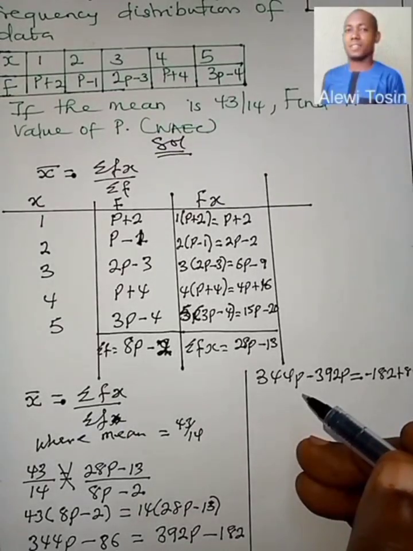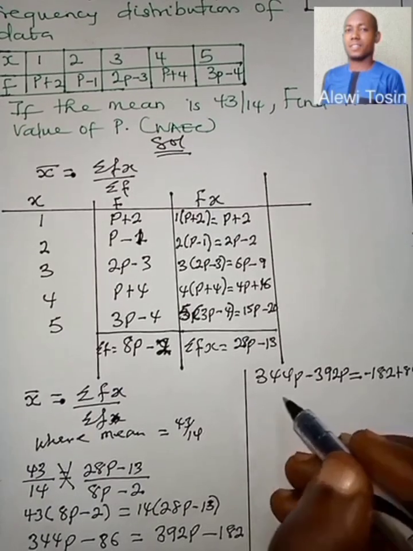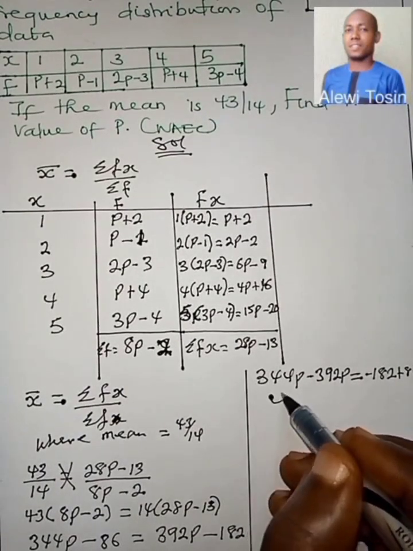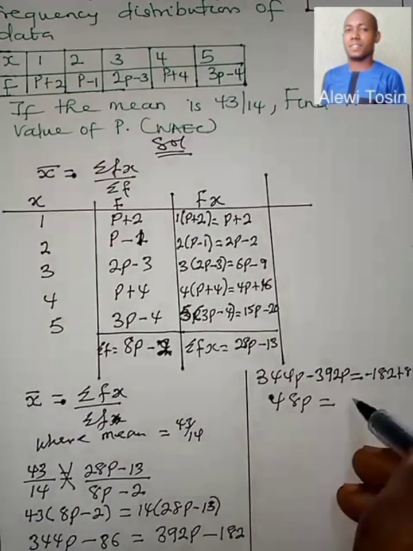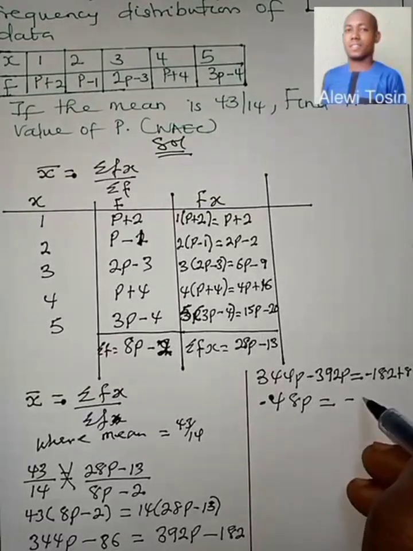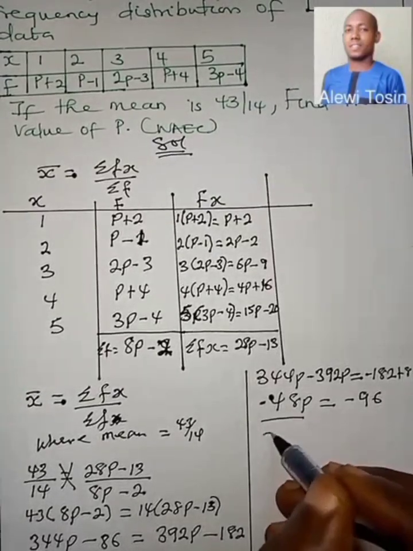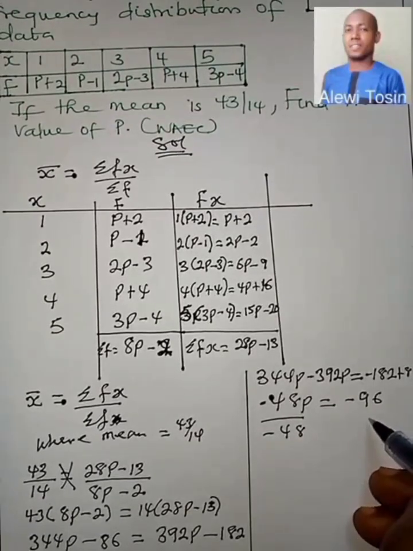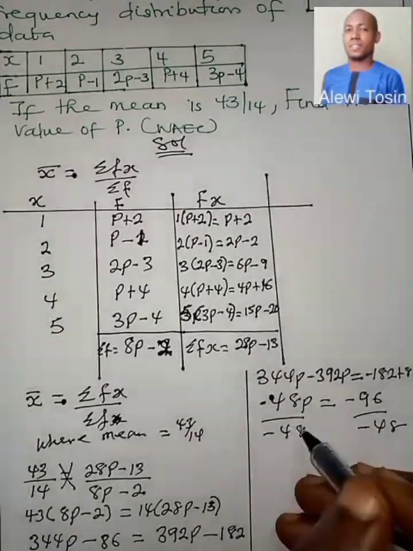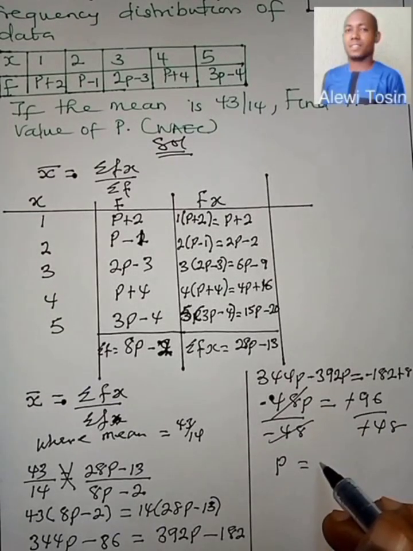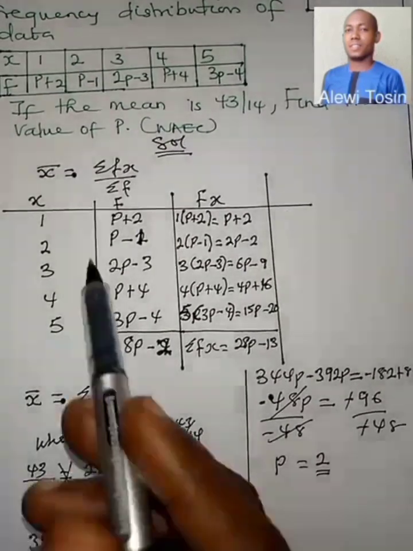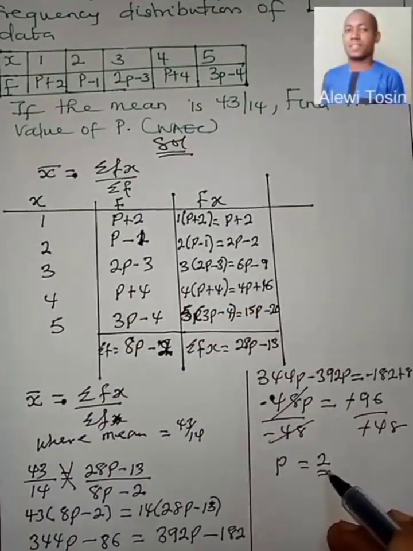When we subtract this, we have minus 48p equals minus 96. So divide through by minus 48. This cancels this, so p equals 96 divided by 48, which gives us 2. From this question we were told to find p. Our p is 2.